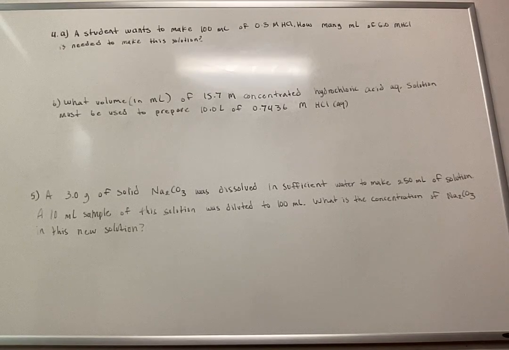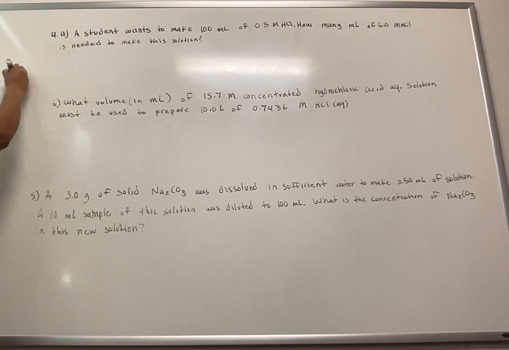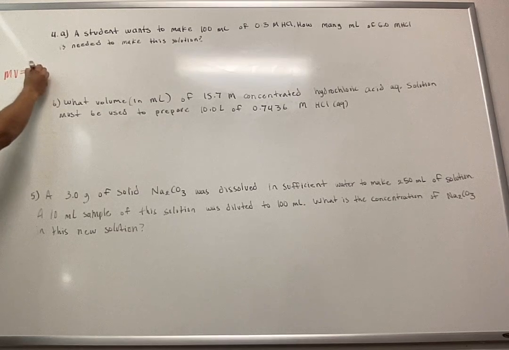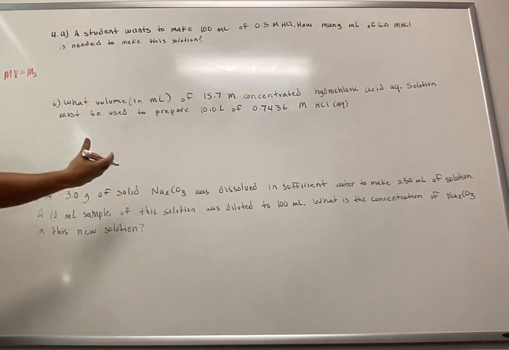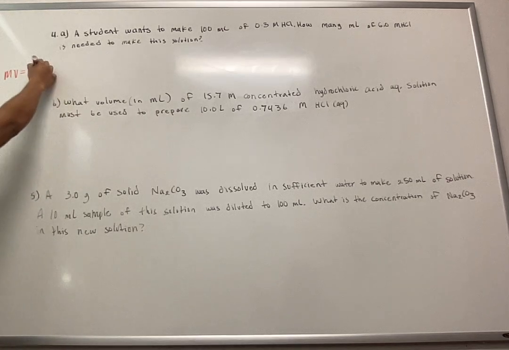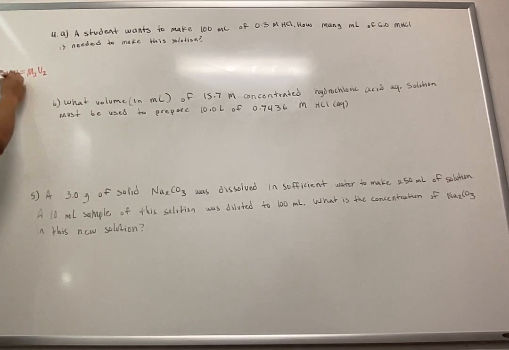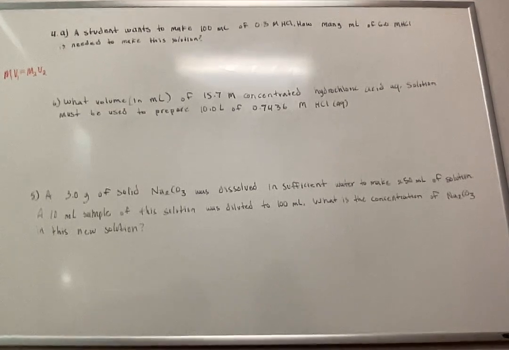Okay, all right, guys. So questions 4 and 5 have to deal with the dilution formula. The dilution formula basically says molar concentration times volume equals the molar concentration of your new solution times the volume of your new solution. So really, concentration of the first solution times the volume of the first solution equals the concentration of the second, or new, solution. So can you see that?